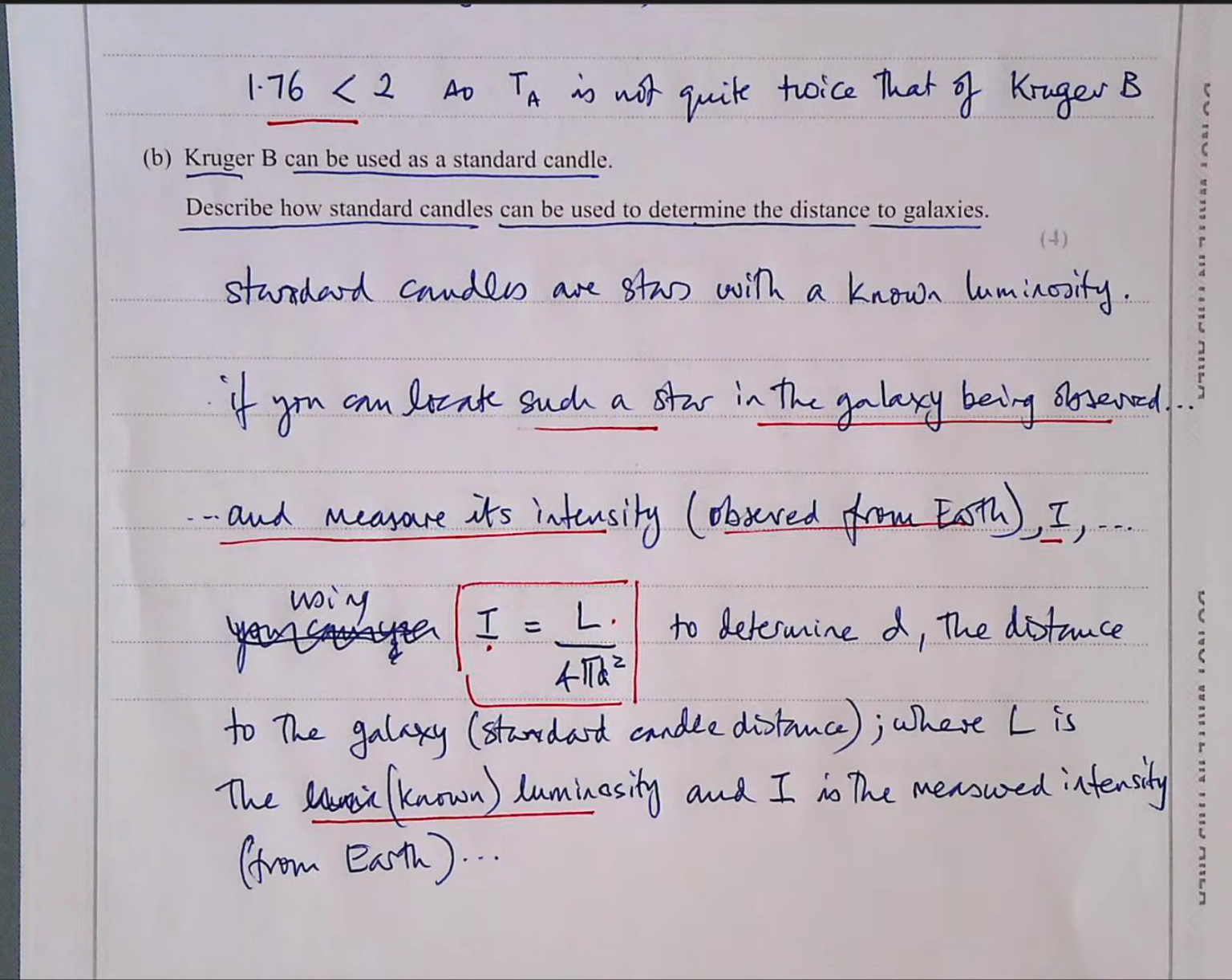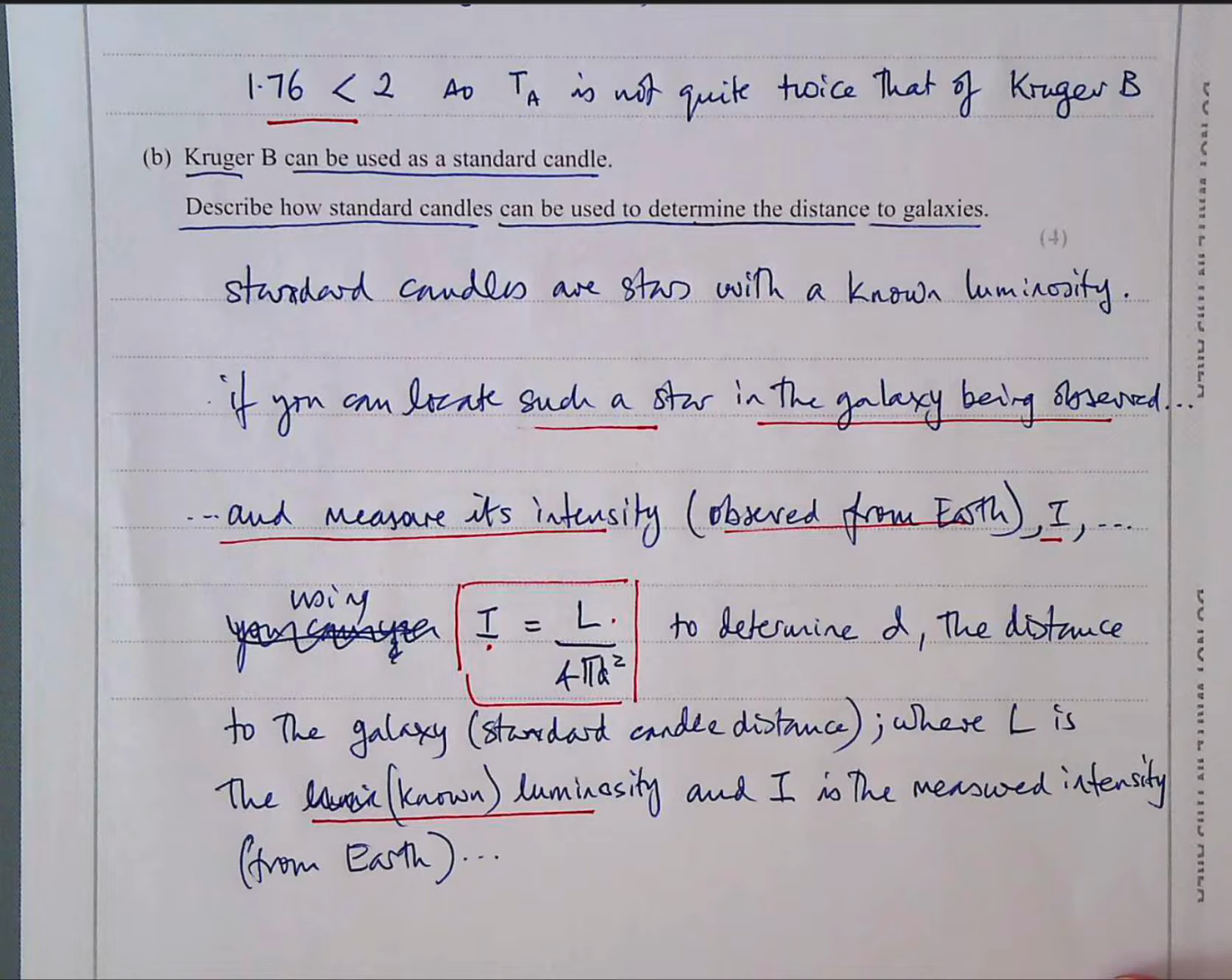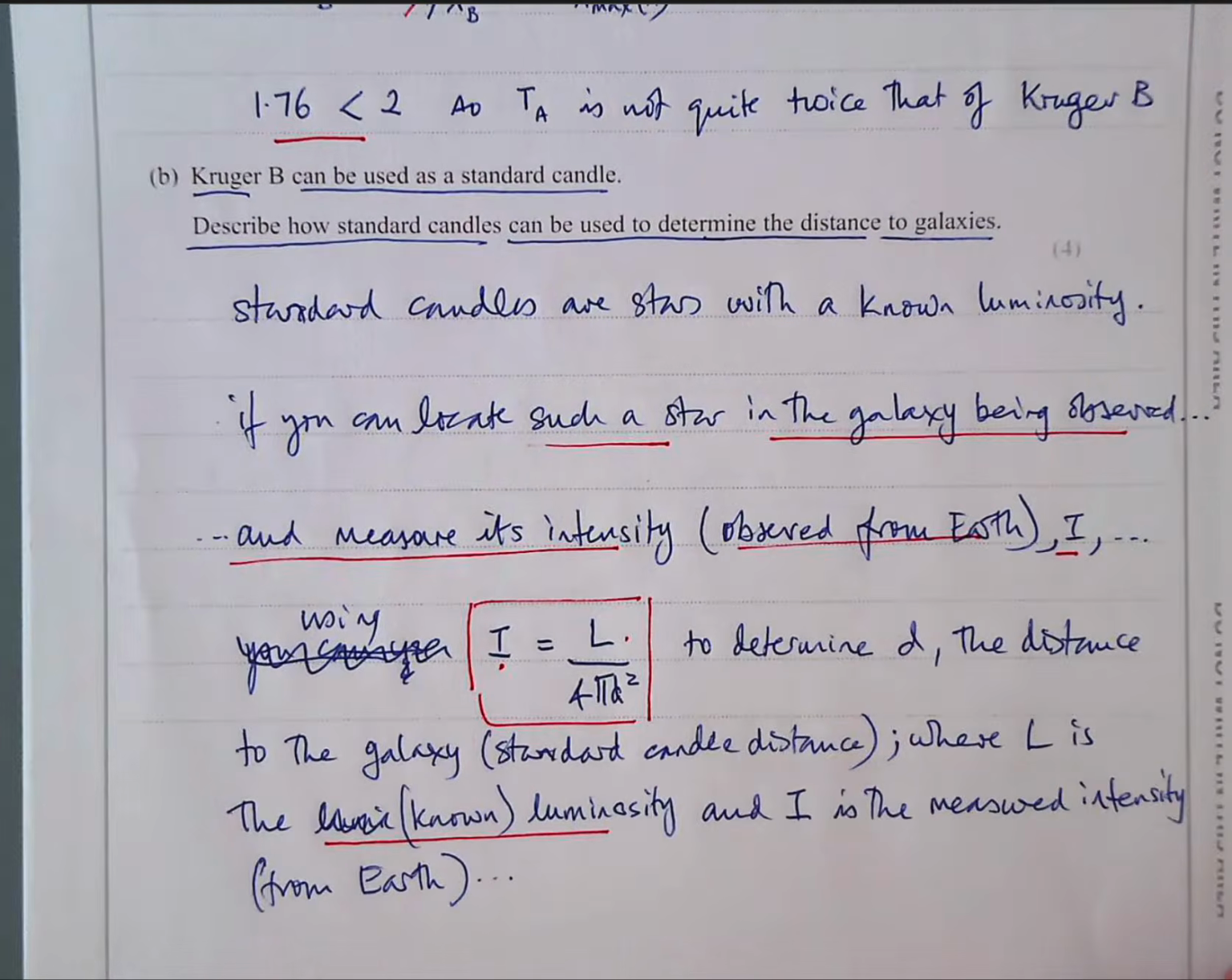So I went through understanding how standard candles can be used to work out the distance to distant galaxies. If you can find a standard candle in a distant galaxy whose luminosity you know, you can use the equation shown in the red box to work out the unknown distance, because you will know both I and L, and that's how they're used. Basically you do this for distances where you can't use the parallax method.